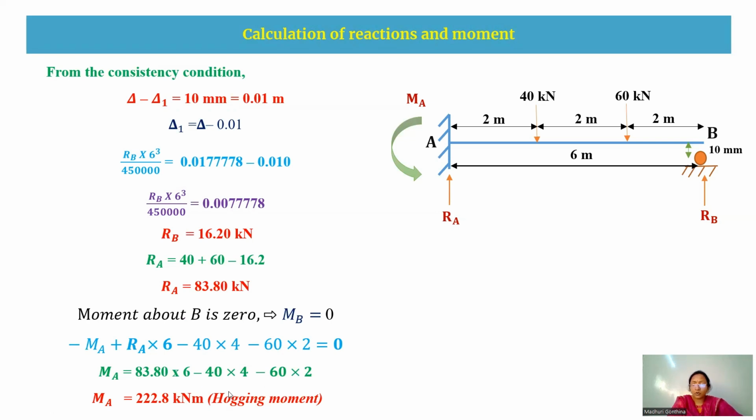So this moment is hogging in nature. As we got the positive value, I'll keep this hogging nature in the same way. If I get a negative value, I'm going to change the direction of this arrow to the other side. As it is anti-clockwise, I'm going to keep it clockwise, then the nature will be sagging. But as it is, I'm keeping it hogging in nature. So this is how we calculate the reactions and moments.